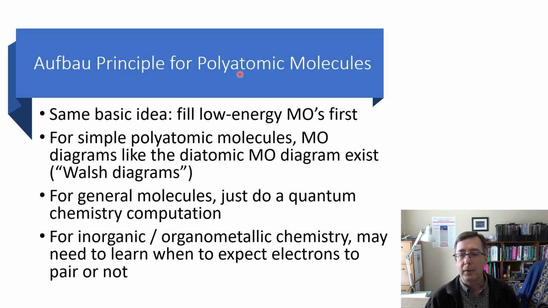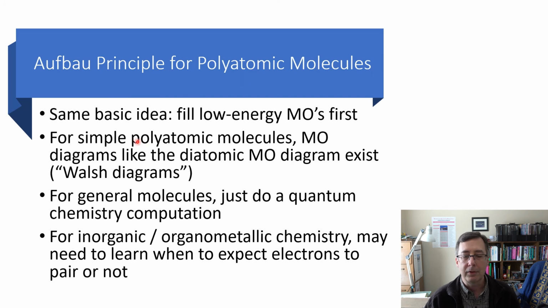What do you do for polyatomic molecules? Well, qualitatively, the procedure's all the same. You take atomic orbital basis functions, you form molecular orbitals, and you fill the lowest energy ones first, and you go up till you run out of electrons. So there's nothing qualitatively different.